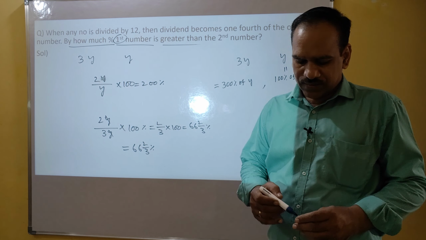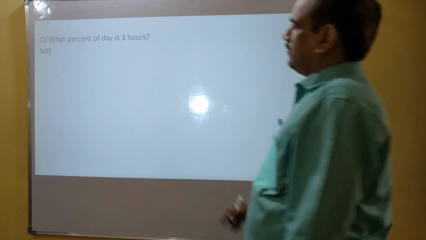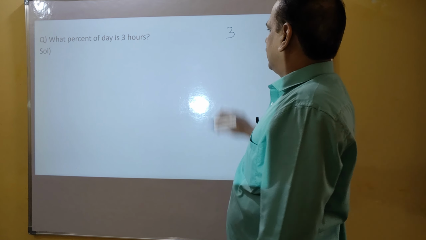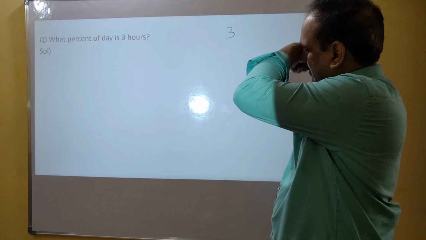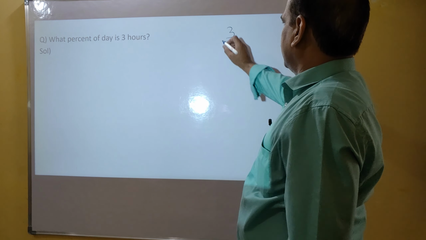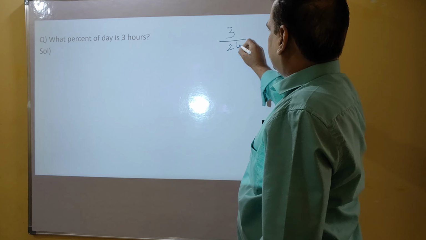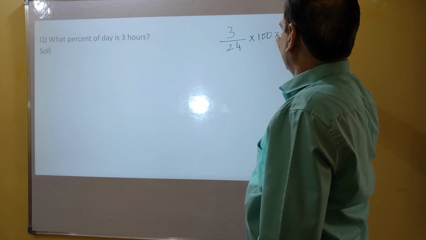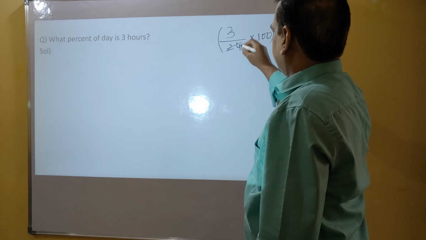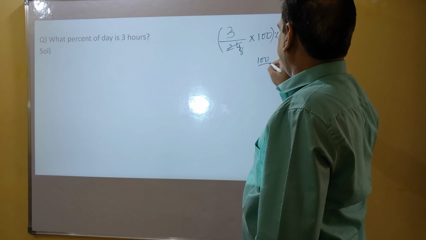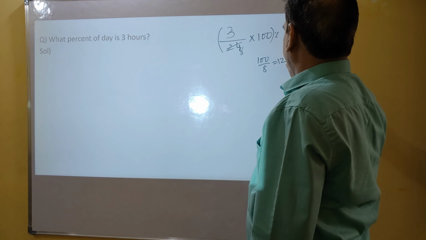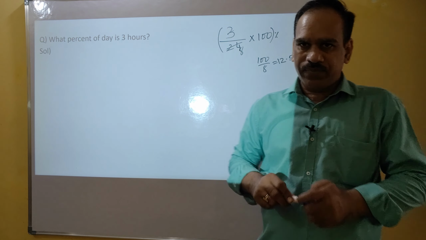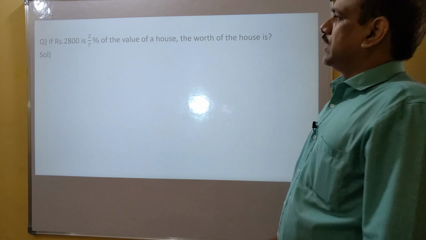66 2 by 3%. What percentage of a day is 3 hours? 3 hours is equal to how much percentage of a day? Out of 24 hours, it is 3 by 24 into 100%. So it is 100 by 8, 12.5%. So 3 hours is 12.5% of a day.